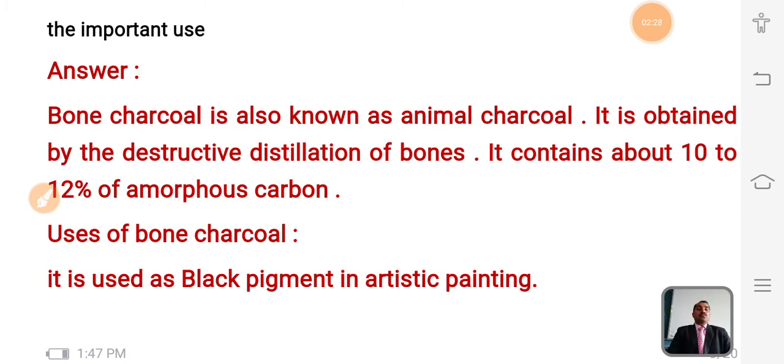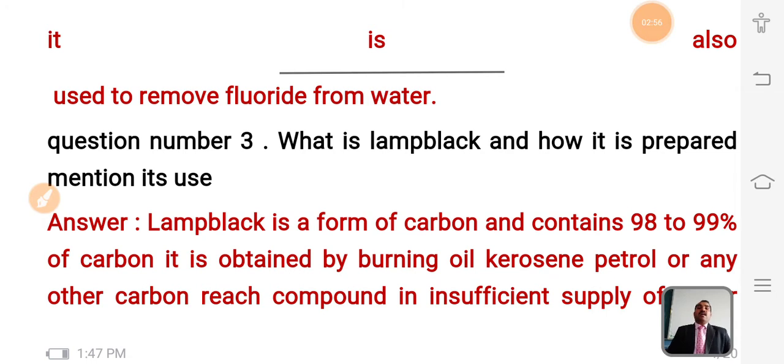Okay, and now the uses of bone charcoal or animal charcoal. Why is it said to be animal charcoal, my dear? Because it is formed by the destructive distillation of bones, meaning after the destruction of animals we are getting bone charcoal. It is used as a black pigment in artistic painting. It is also used to remove fluoride from water.